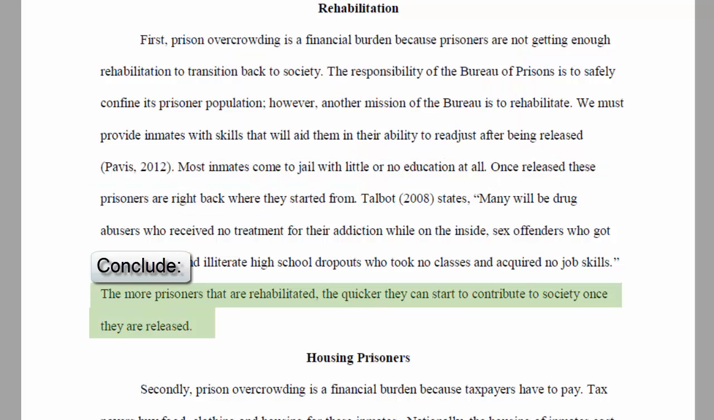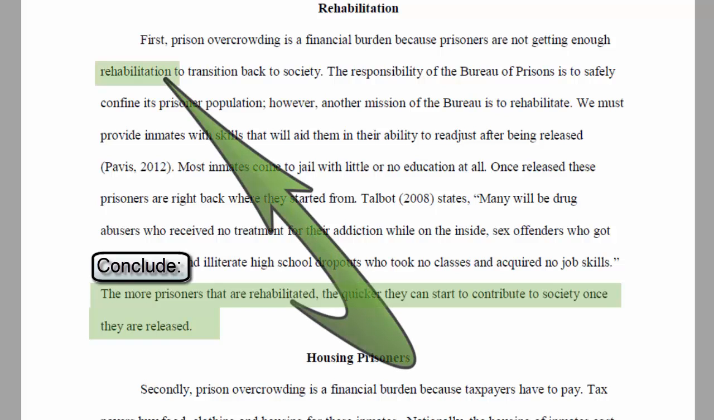The lack of rehabilitation, the subject of this paragraph, is driven home with Jane's concluding sentence, which should be in your own words unless there is some compelling reason for it not to be. She concludes, "The more prisoners that are rehabilitated, the quicker they can start to contribute to society once they are released." After the dark picture she has painted, she provides the solution, the same one she opened with at the top of the paragraph, the need for more rehabilitation.